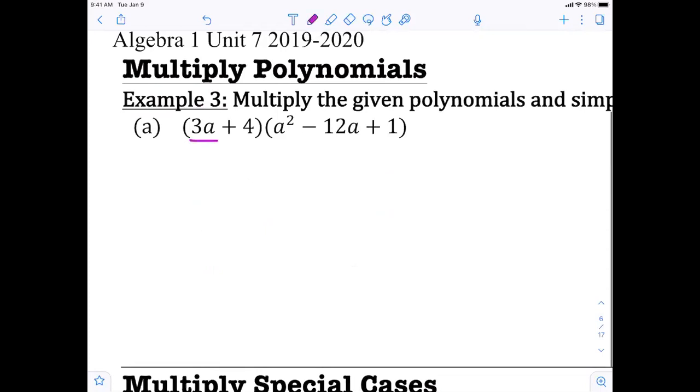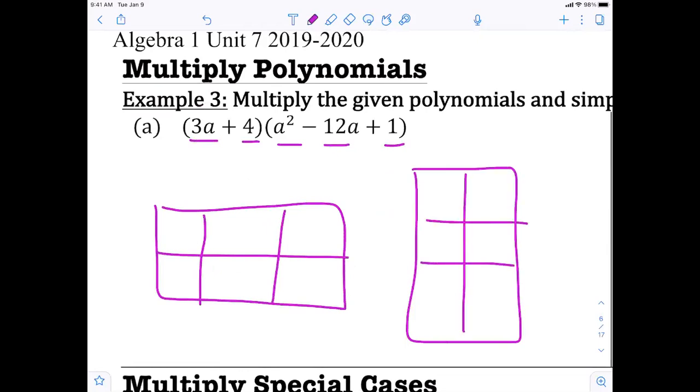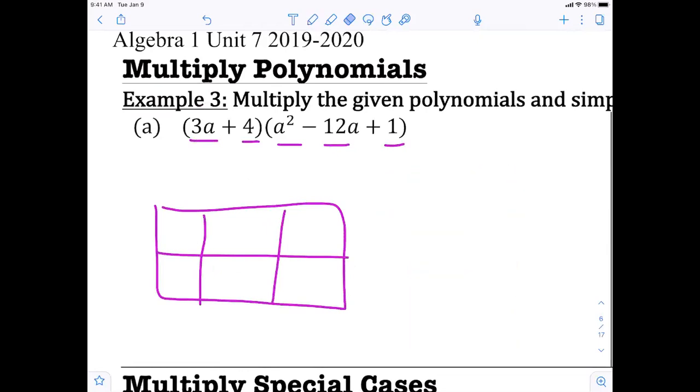So since we have a 2 polynomial by a 3 polynomial, that just tells me that we're going to have a 2 by 3 box. Now you could draw it like this. You could draw it the tall way. Honestly, it doesn't matter at the end of the day. It just matters that you multiply all the pieces together. So I'm going to take my 2-term polynomial and put that down on the 2 side of the box. I'm going to take my a squared minus 12a plus 1.